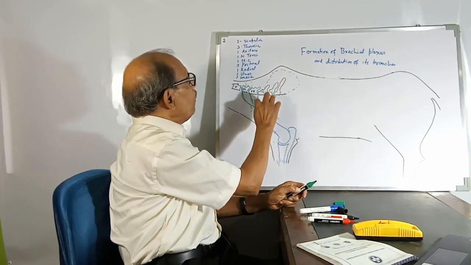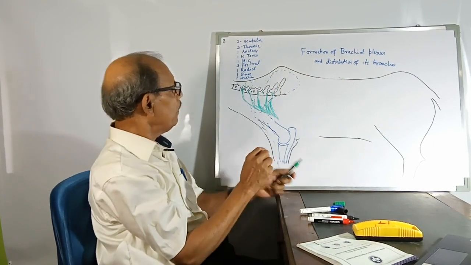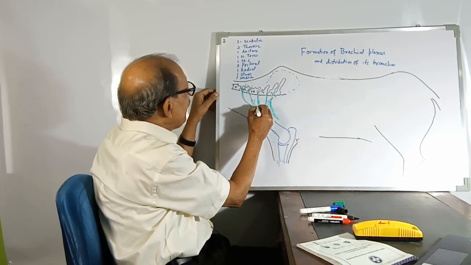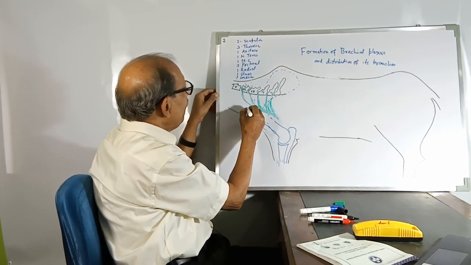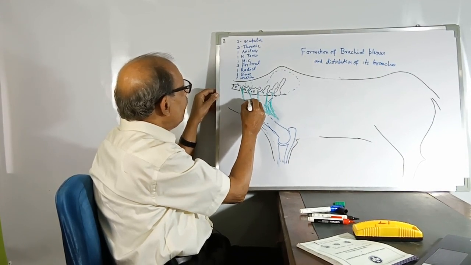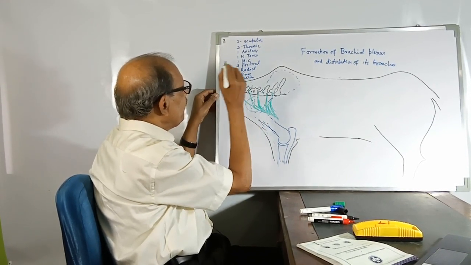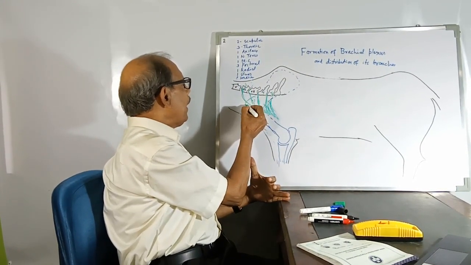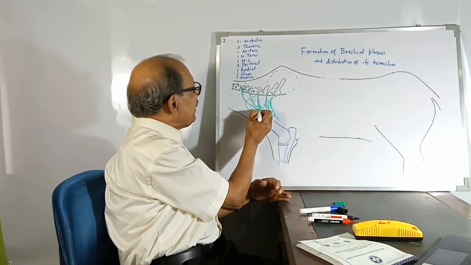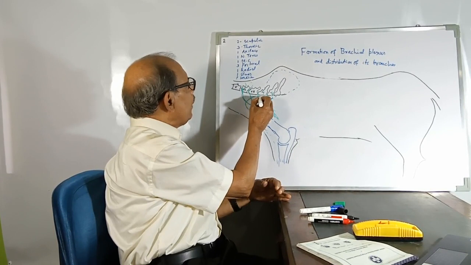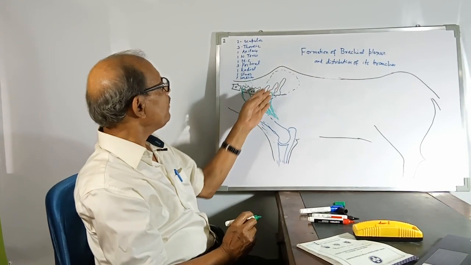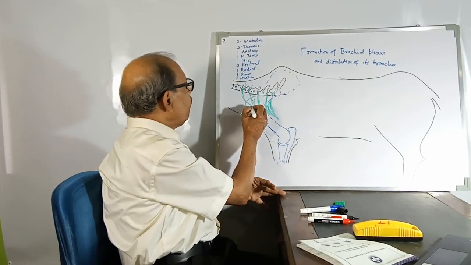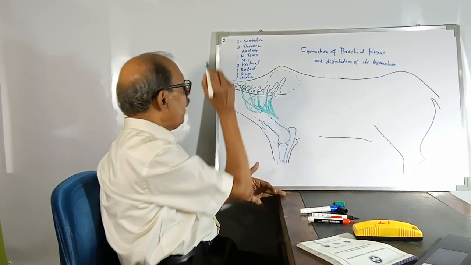Here is the scapula, I told you. This is the scapula, this is the humerus. From the cranial aspect of this plexus, 1 nerve will originate and will go towards the lateral aspect of the scapula. This is known as the suprascapular nerve. Very thin nerve, and at the same time another nerve will go and will be distributed to the subscapular muscles. So this is the suprascapular and subscapular. So 2 nerves are there over the scapula.